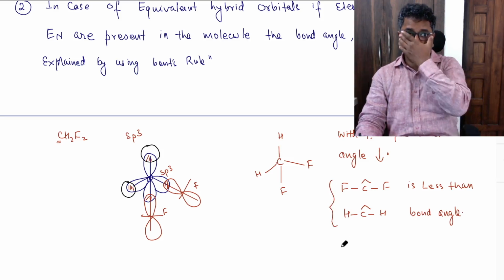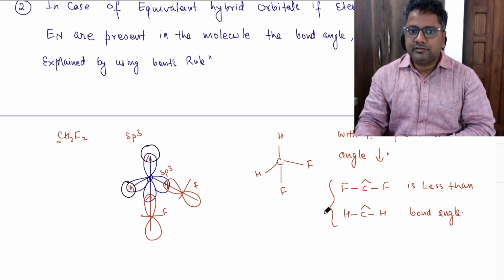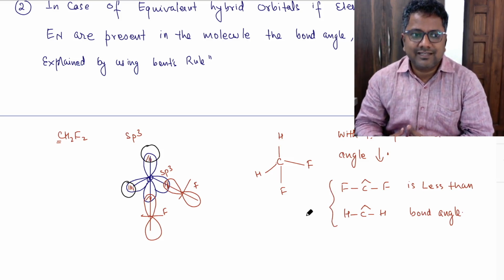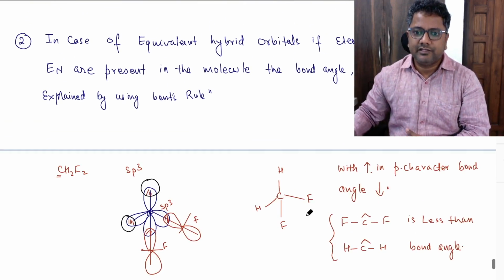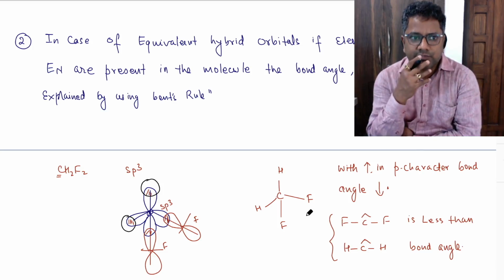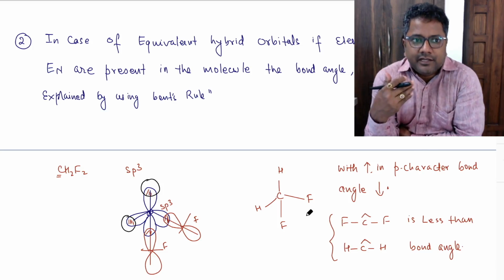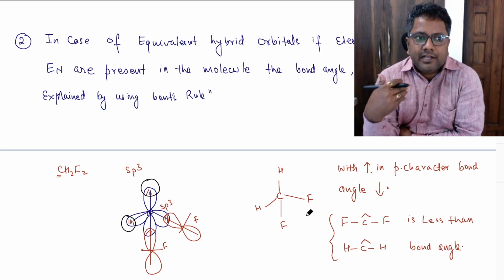Clear? So this is also, you can say, Bent's rule, which we can use in those cases as well where elements of different electronegativity are involved, right?